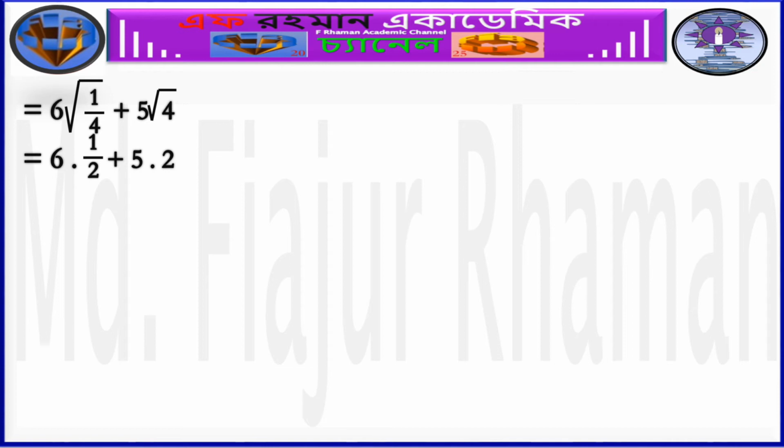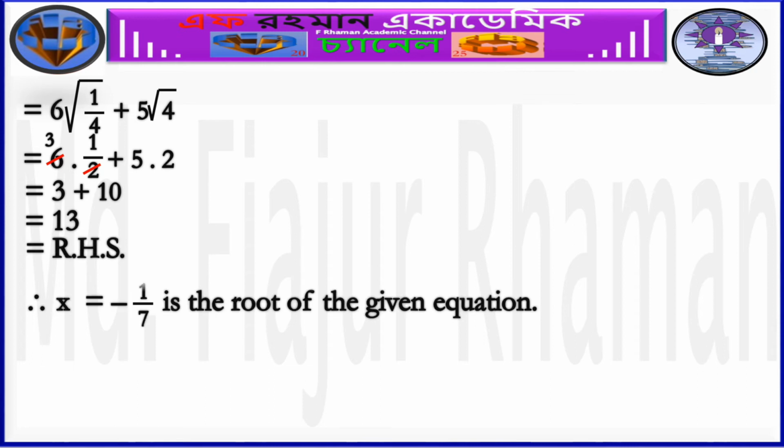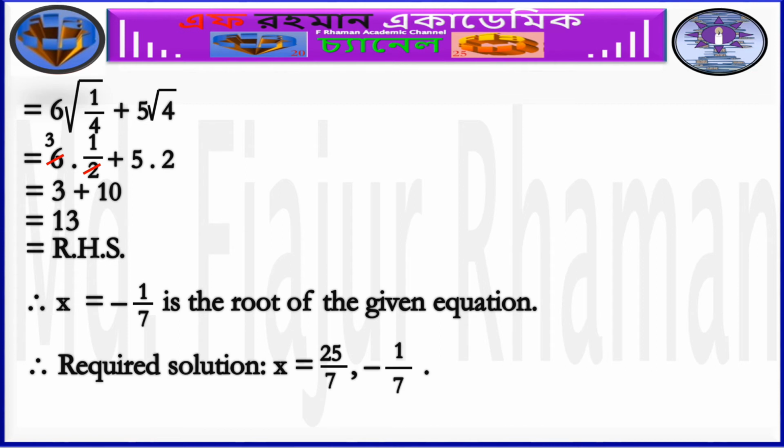There is a common factor between 6 and 2. Yes, we can write 3. It is equal to 3 plus 10, which is equal to 13, which is equal to the right hand side. Therefore, x is equal to minus 1 by 7 is the root of the given equation. Therefore, the required solution is x is equal to 25 by 7, minus 1 by 7.